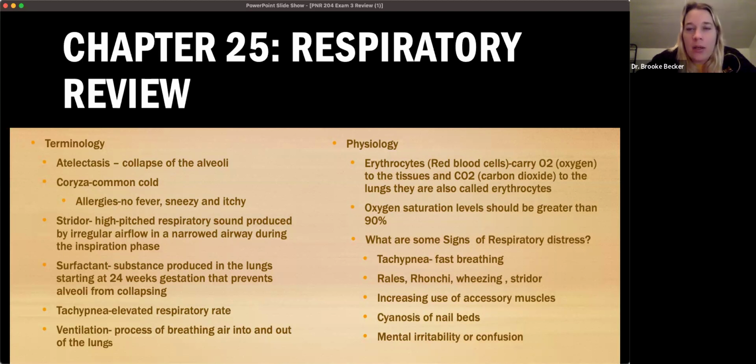Physiologically, your red blood cells or your erythrocytes, they carry the oxygen to the tissues and the carbon dioxide to the lungs. Oxygen sats should be greater than 90%. And then here's some of your signs of respiratory distress. So know those signs. If there's a scenario that's describing cyanosis or something like that, you're caring for a patient with respiratory distress. But I'm not going to read all of those things to you guys because you can read them.